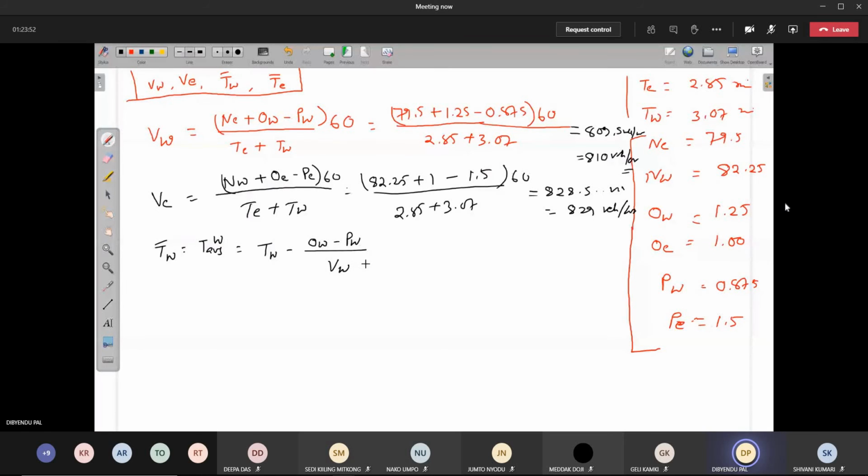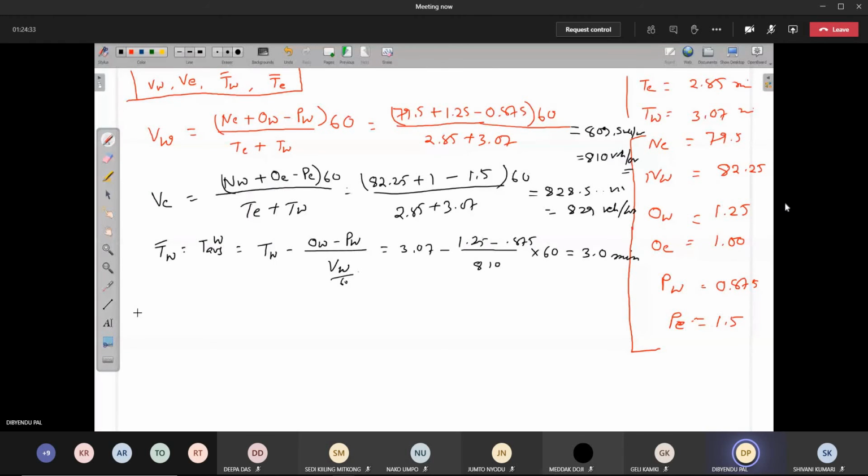This is given in vehicles per hour. If you convert into minutes, then what you have to do? You have to divide it by 60. If you divide here by 60, then ultimately you have to multiply here by 60. So what is TW? TW is given 3.07 minus what is OW? OW is 1.25 minus PW is given 0.875. VW we have calculated as 810, and I am converting into minutes, so multiplied by 60. To do this calculation, it comes around 3.0.